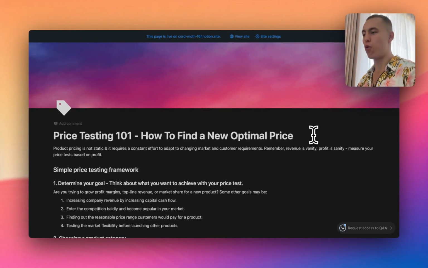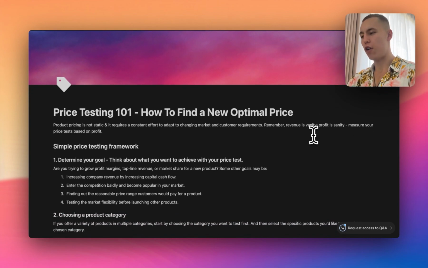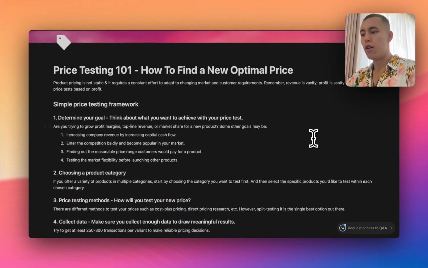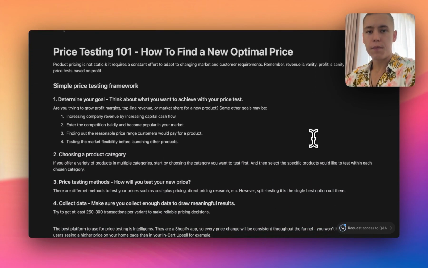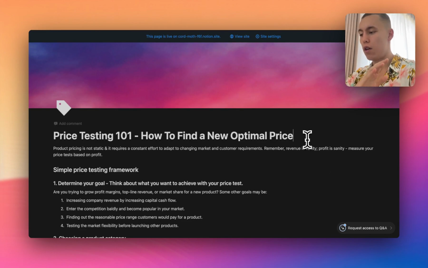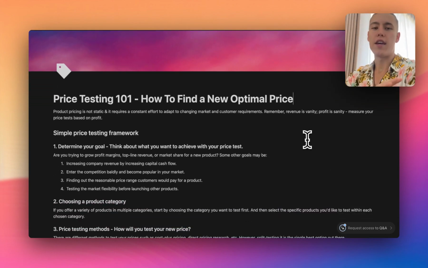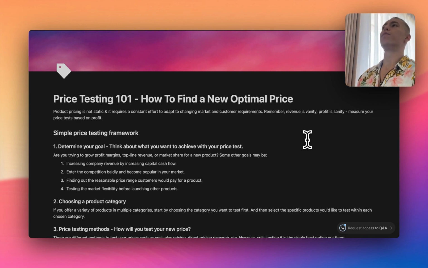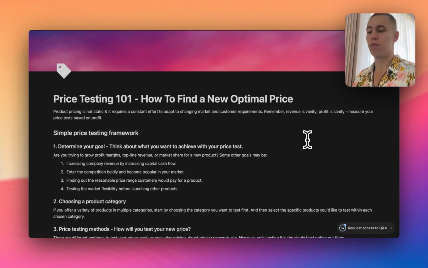I wanted to record a quick video about a piece of content that I made yesterday or the day before. I'm not sure when I'm going to be posting this, but it's about price testing. The thing here is that eCom owners think that they will throw the darts and hit the right spot on the first try. And that's usually not the case.